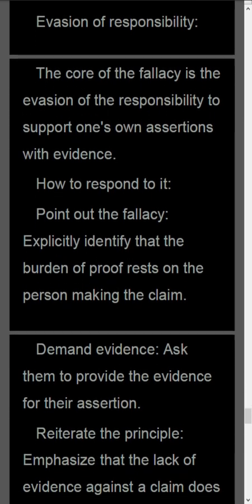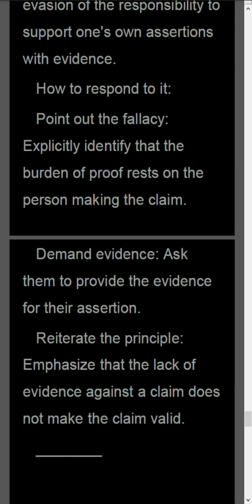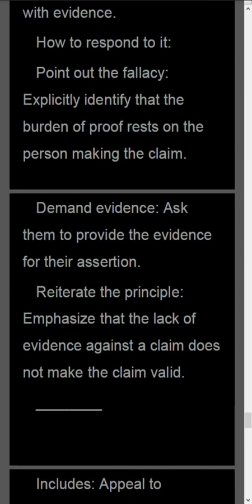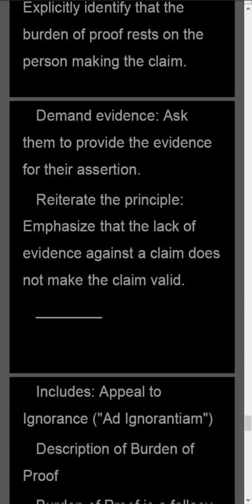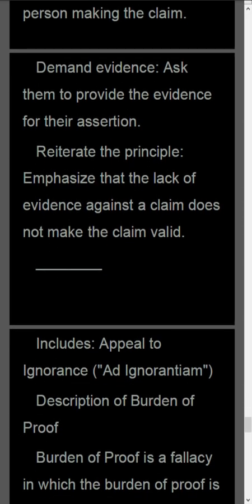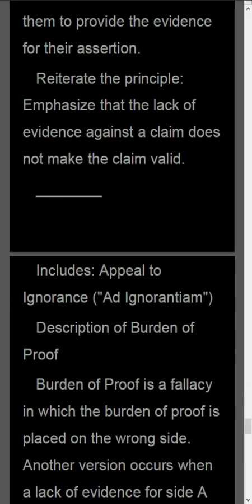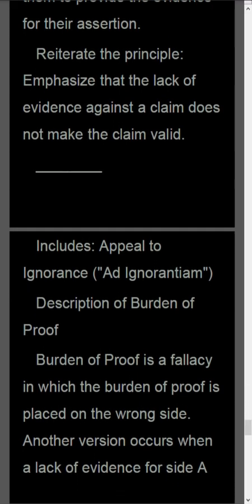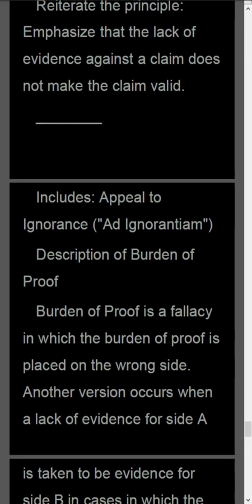How to respond to it. Point out the fallacy. Explicitly identify that the burden of proof rests on the person making the claim. Demand evidence. Ask them to provide the evidence for their assertion. Reiterate the principle. Emphasize that the lack of evidence against a claim does not make the claim valid. Includes: appeal to ignorance, ad ignorantium.